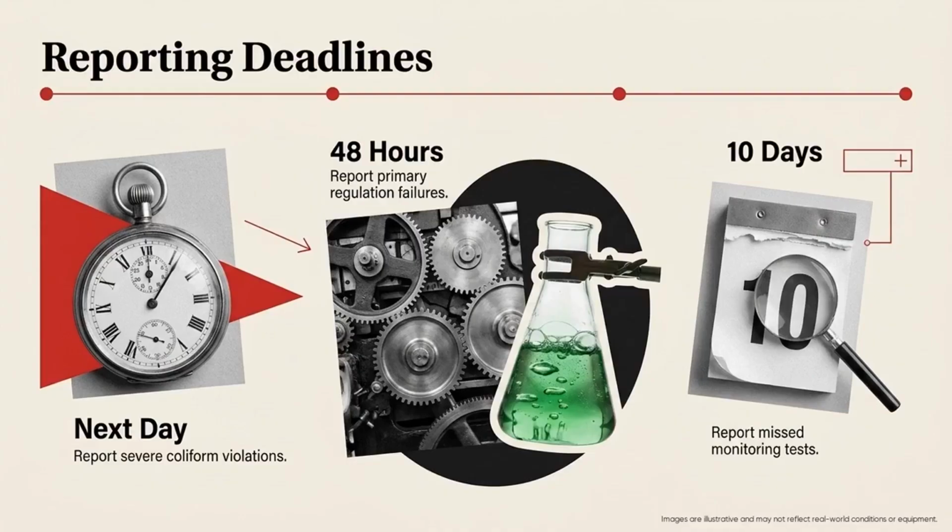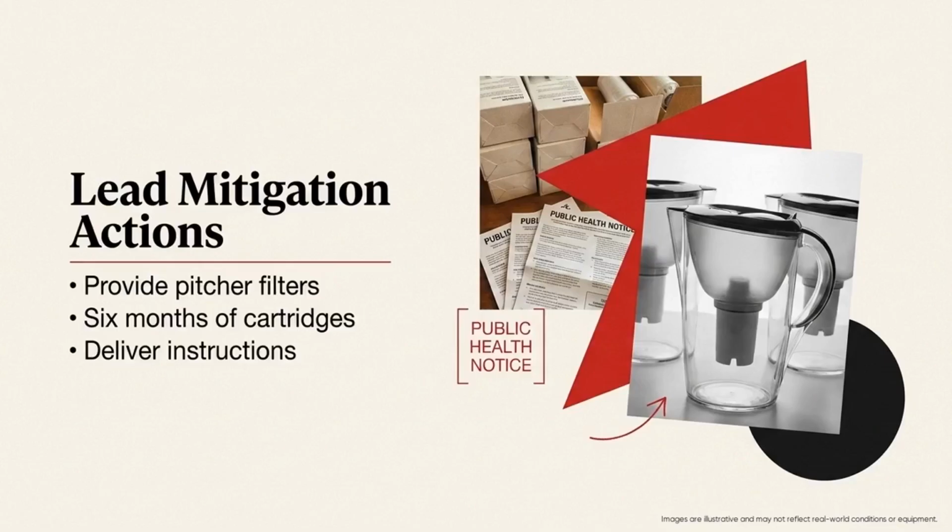Fail a general chemical standard? You've got 48 hours. And even if you just accidentally forget to run a routine test, you have a maximum of 10 days to confess that monitoring failure to the regulators. And the penalties for failing are massive. For instance, if a facility repeatedly fails its lead tests, like 3 times in a 5-year period, they are hit with mandatory mitigation actions. The utility is legally forced to physically hand out pitcher filters to their consumers. They have to supply 6 months' worth of replacement cartridges, deliver state-approved instructions, and run aggressive public health campaigns. Just imagine the logistical nightmare and the cost of doing that for an entire town. It's a huge incentive to just stay in compliance in the first place.